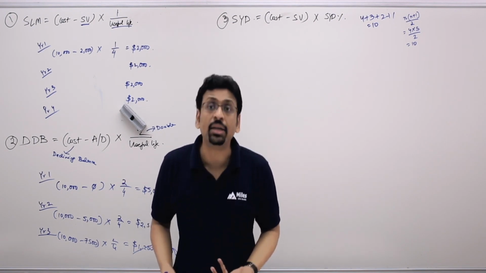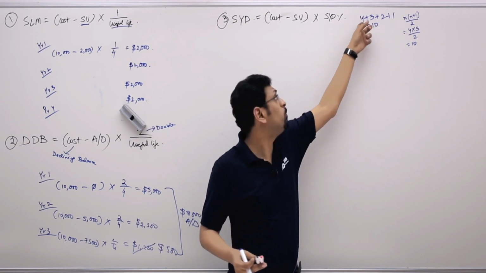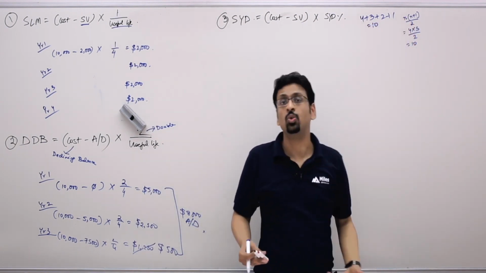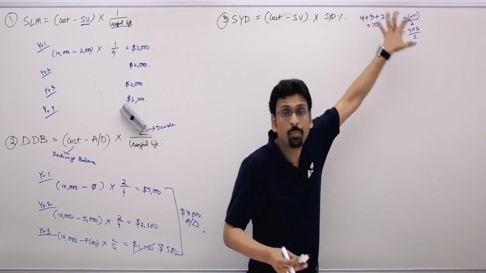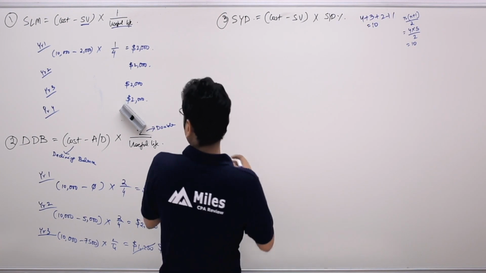On the denominator, you're going to have this number, in this case, number 10. So 4 plus 3 plus 2 plus 1, or n into n plus 1 by 2. So on the denominator, you have this number. Numerator is number of years left. So let's try to do that.